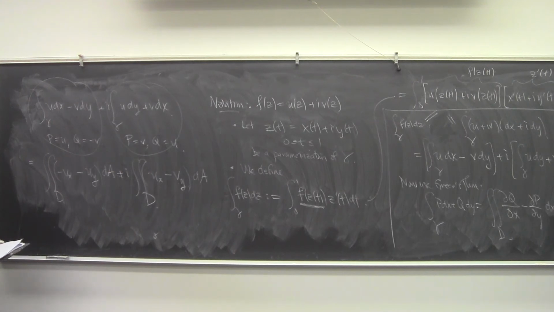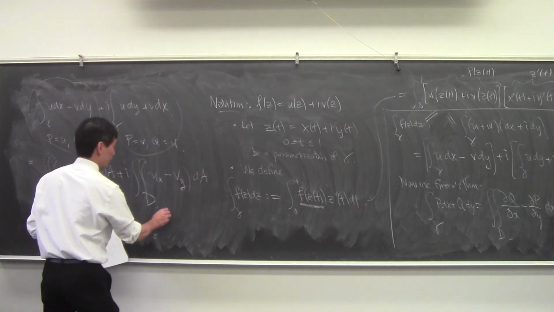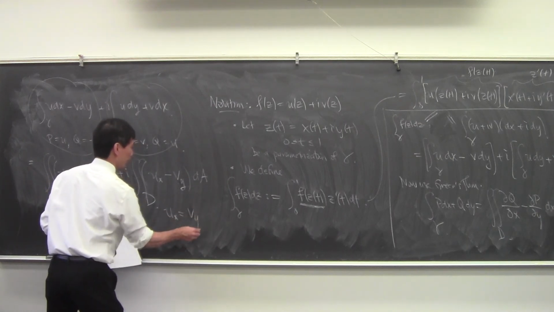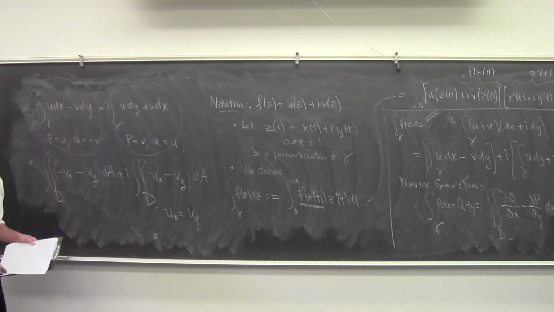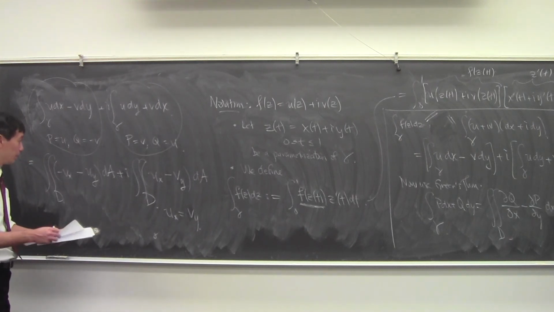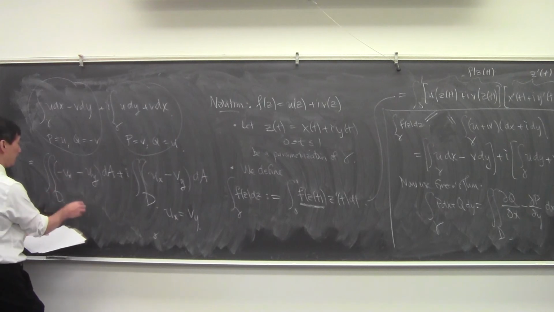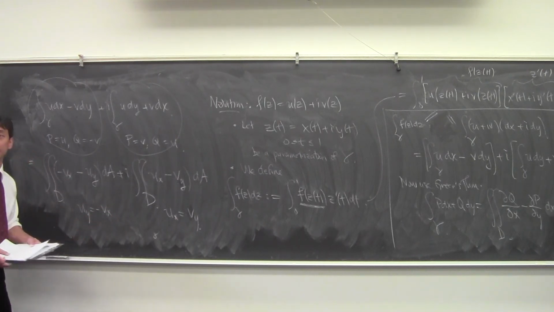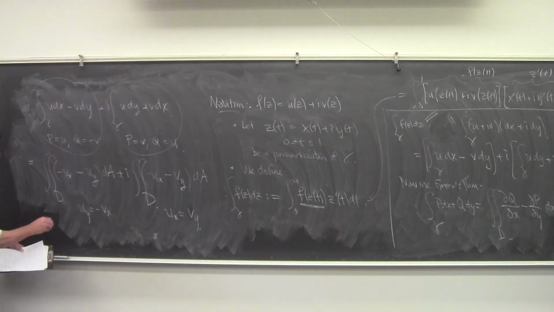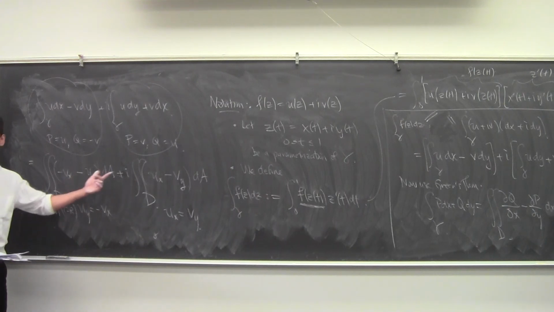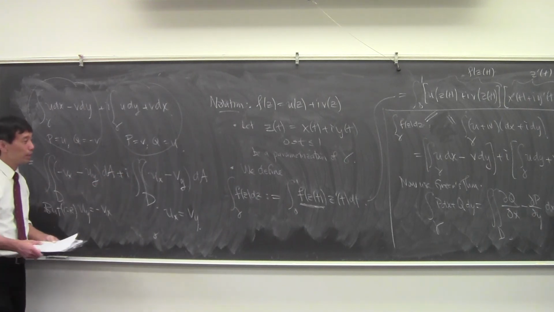Okay. But the Cauchy-Riemann equations say that u_x is v_y. Do you remember our Cauchy-Riemann equations said that u_x is v_y and that u_y is negative v_x. The Cauchy-Riemann equations say that this is 0 and this is 0. And so you get 0.